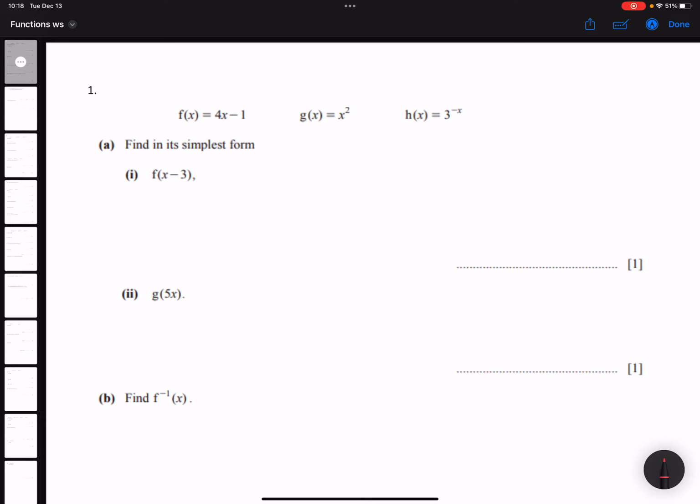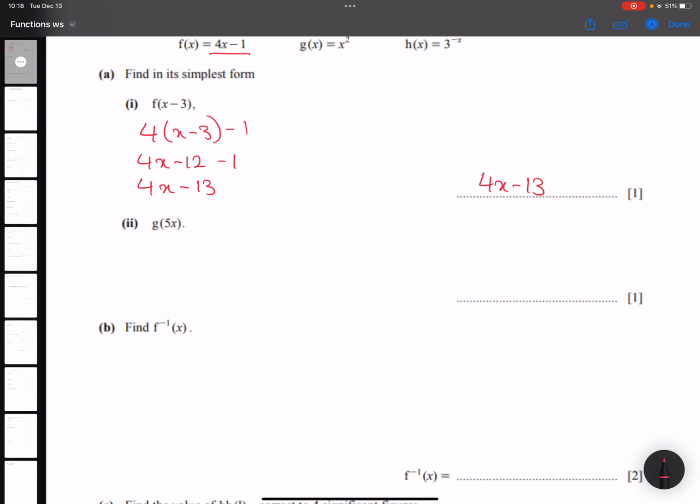Okay, hello everyone. So this is the functions worksheet that we had last time and we're going to quickly solve it. In the first question we have f of x minus 3. It means that we need to input x minus 3 instead of x over here. So 4(x minus 3) minus 1, 4x minus 12 minus 1, 4x minus 13. Just make sure that you write it in the correct positions.